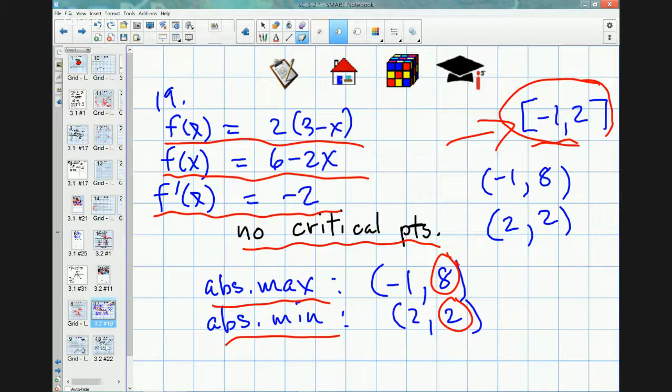Let's take one that's a little more challenging that also has some critical points.